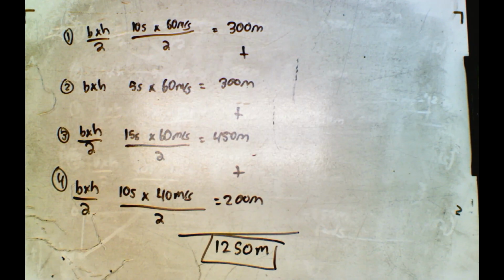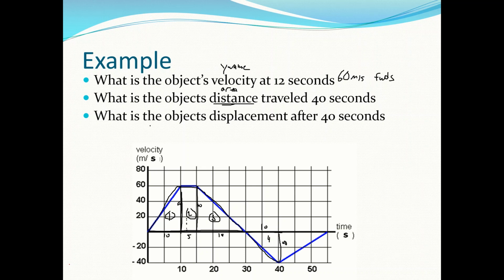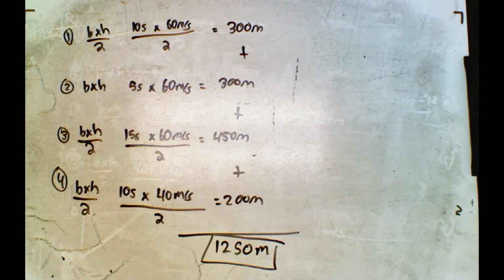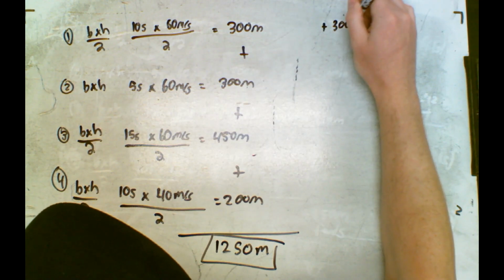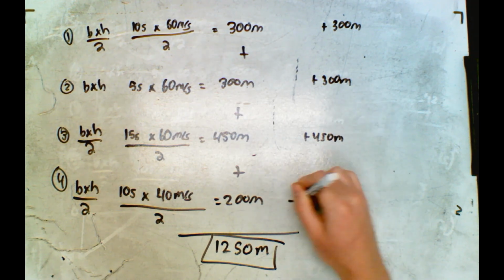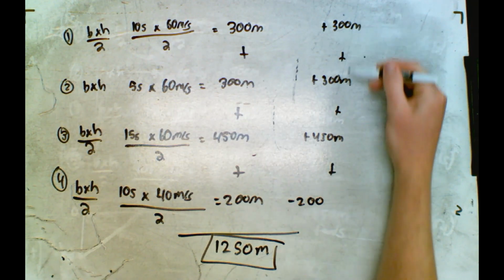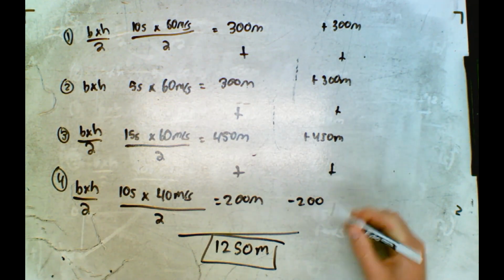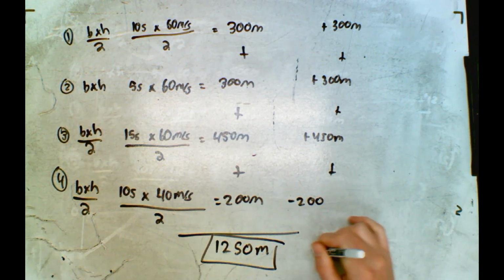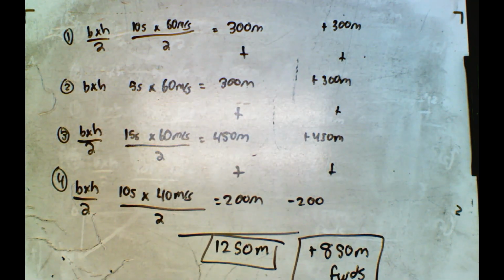Okay. The next question asks for displacement after 40 seconds. Well, that's easy. These guys are all positive. This one's negative. So I just have to add in those positives and negatives. So this is positive 300 meters. This is positive 300 meters. This is positive 450 meters. And this one is the backwards one, so this is minus 200 meters. So if I add all these up, 300, 600, 1,050 minus 200 is going to be 850 meters. It's positive. Positive means forwards. So that's my total displacement.